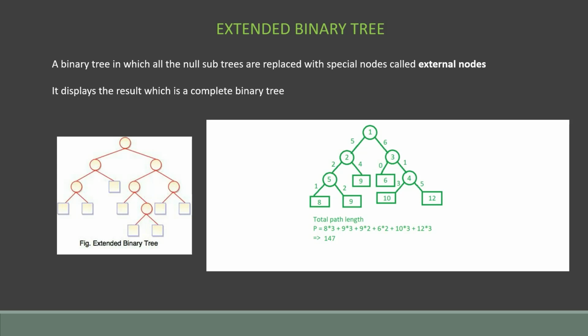We can see that all the special nodes can be used to calculate the total path length from the weighted tree. After replacing the null nodes with the special nodes, the resultant tree that we get is a complete binary tree, in which all the leaf nodes are at either level n or n minus 1, and all the levels are filled from left to right.